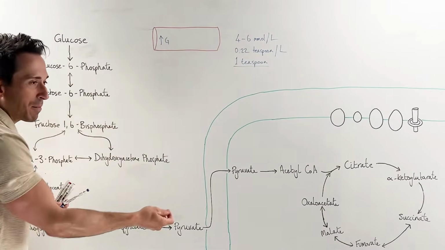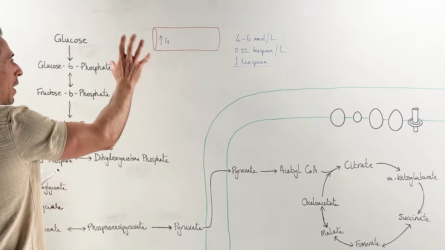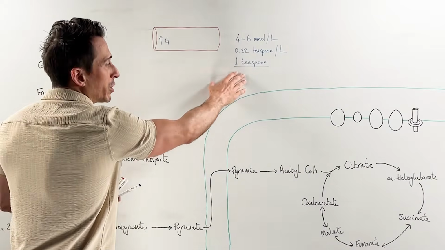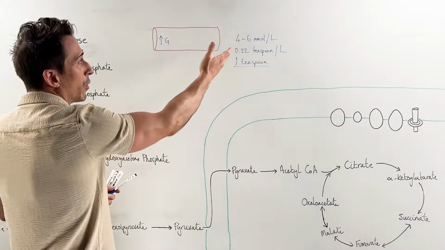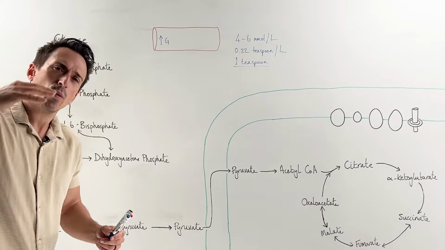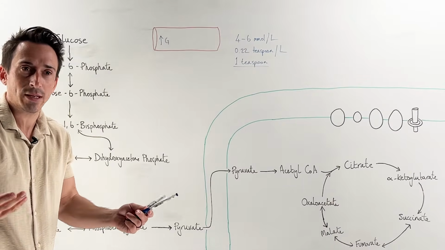Now, we've just had a meal, our blood glucose levels go up. So it's going above this 1 teaspoon. It can go to more than 2 teaspoons worth, right? So it could go to 10 millimoles per litre. But that's going too high. We want to drop it back down because we want to maintain homeostasis.